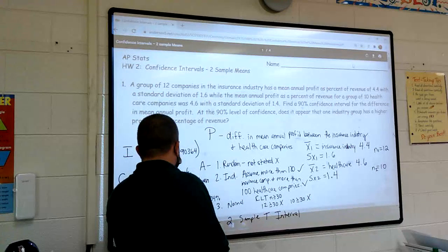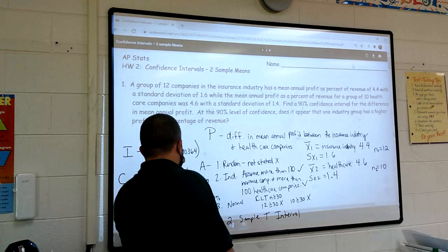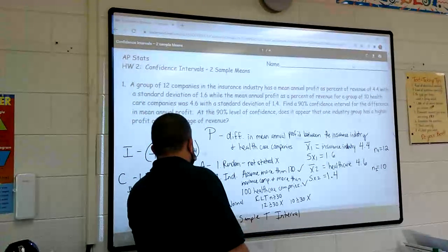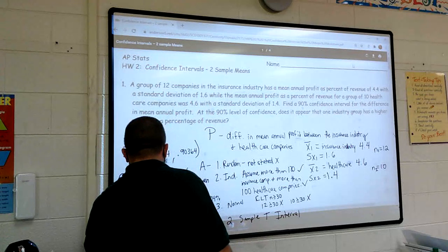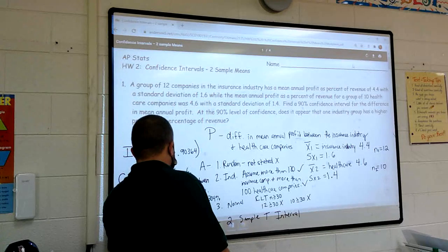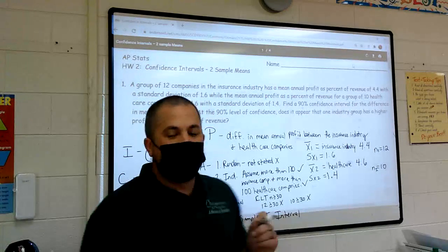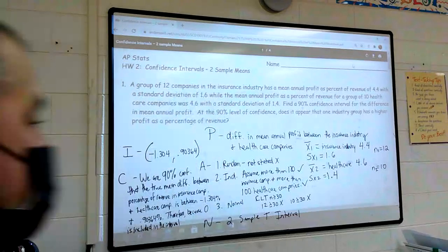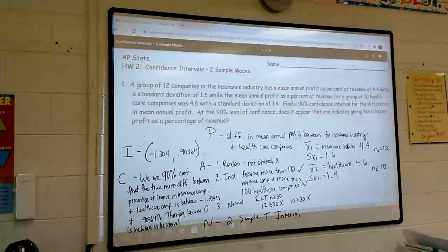Therefore, because 0 is included in the interval, so what happens when 0 is in the interval? When 0 is in the interval, it means that the difference between the two could be 0. That's a plausible or possible answer. So because 0 is in the interval, the difference between the two could be 0.